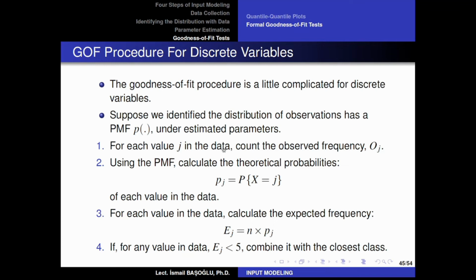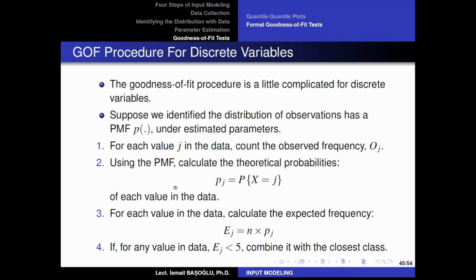Because we have discrete observations, we are going to count the number of observations of each value j in the data, and we will call them the observed frequencies. Let's say I have discrete data which consists of only 5 different values: 1, 2, 3, 4, 5. I'm going to count the number of observations of 1, the number of observations of 2, 3, 4, and so on, and call them O_j, the observed frequencies of each value.